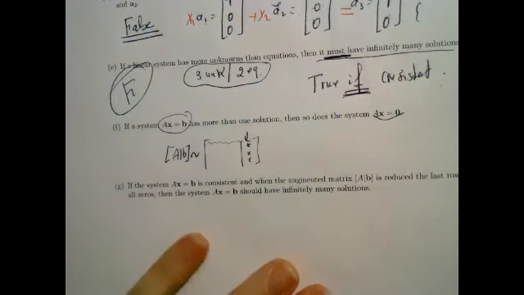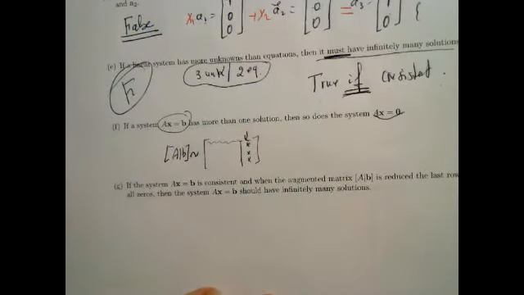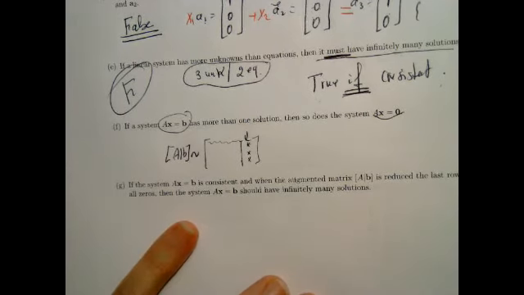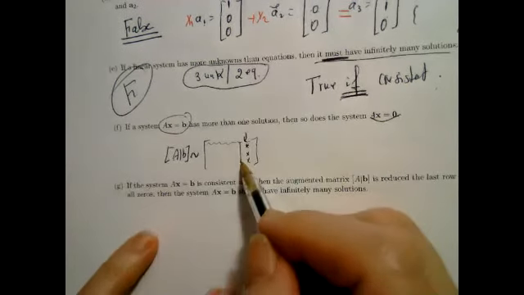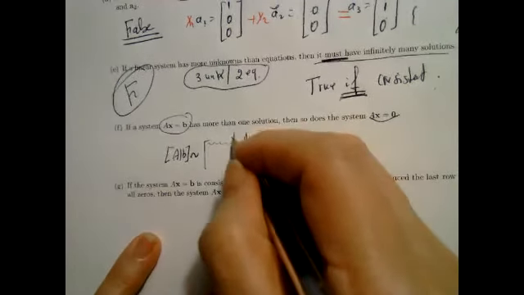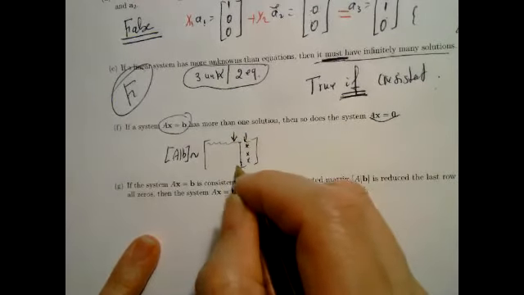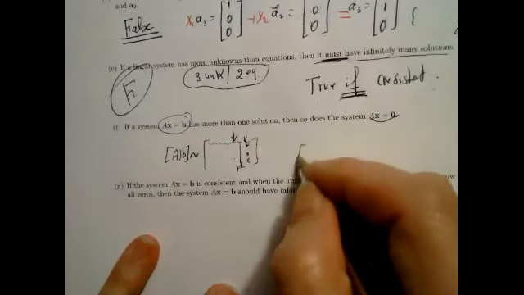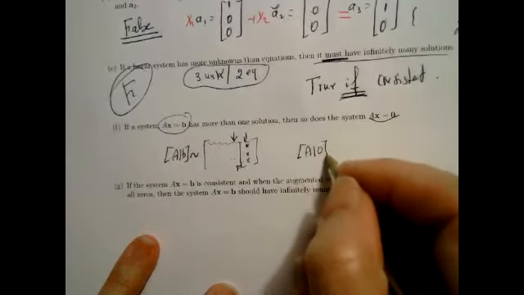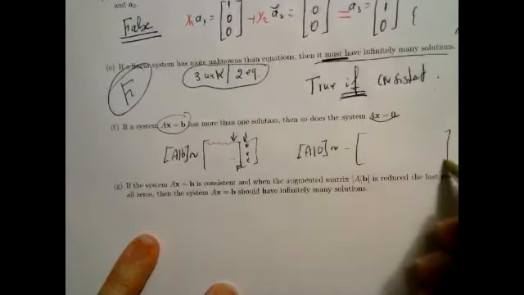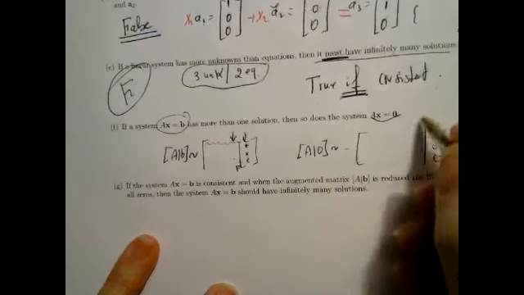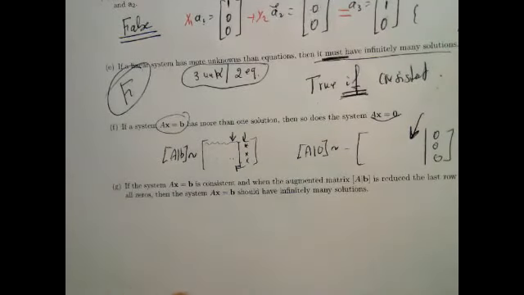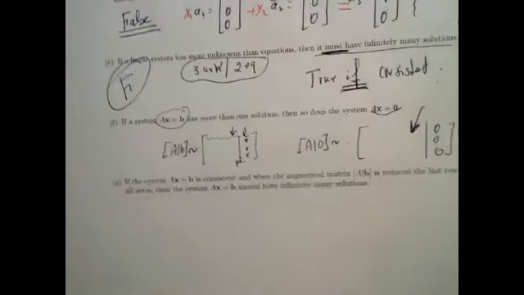So what do you think, true or false? True, absolutely, because when I reduce this, it means one of the columns, one of the variables, is free. So one of those variables is free. So if I go to A0, the only thing that changes is the last term, and one of the variables would remain free. So we definitely have infinitely many solutions.